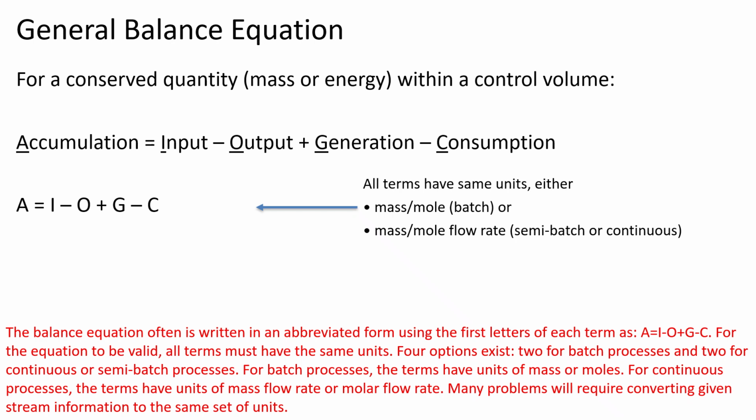4 options exist: 2 for batch processes and 2 for continuous or semi-batch processes. For batch processes, the terms have units of mass or moles. For continuous processes, the terms have units of mass flow rate or molar flow rate. Many problems will require converting given stream information to the same set of units.